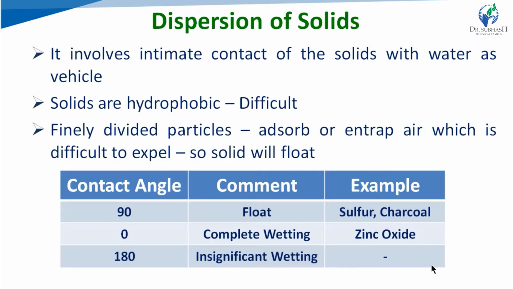So first, if we want to prepare the dispersion of solid, the first thing we need to prepare is the dispersion of the solid. Dispersion of solid involves intimate contact of the solid with water as a vehicle. First we have the solid particles in powder form, so we need to add them into the vehicle, and as a vehicle we are using water. So the first thing involved in our formulation of the suspension is intimate contact. That means contact should be produced between the solids and water.